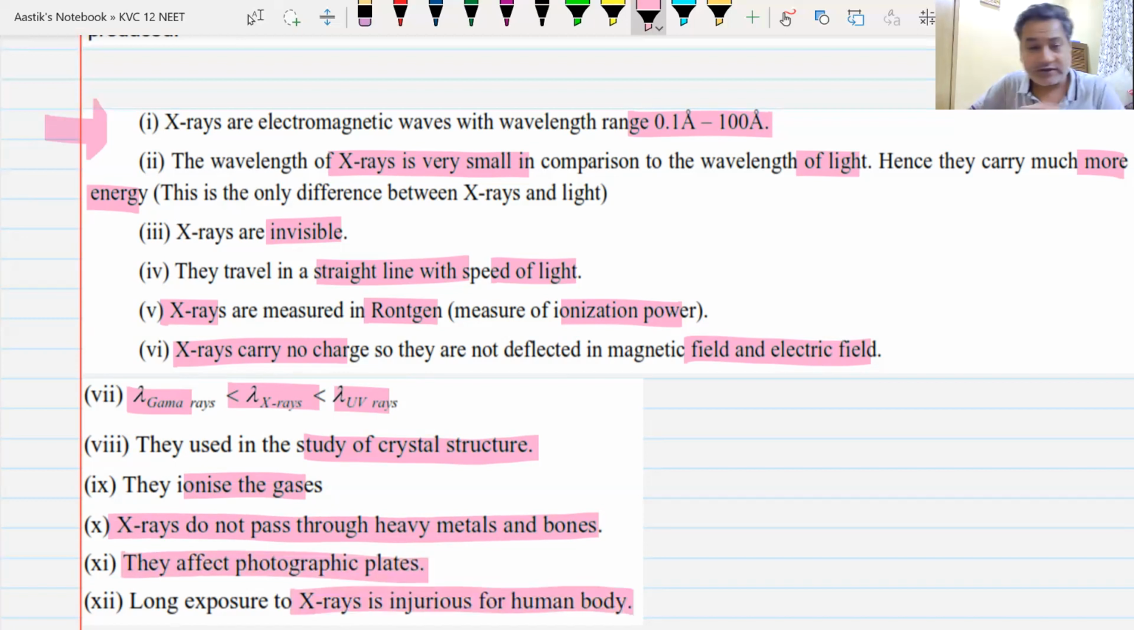Long exposure to X-rays is harmful. That is why, if you ever open a lab for X-rays, most of the MBBS doctors and MD doctors who open their own labs for conducting X-rays are subjected to these X-rays, which is obviously not good for us. Do we understand this? Yes, sir.